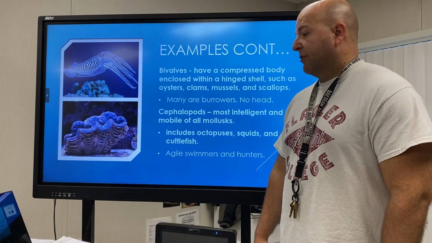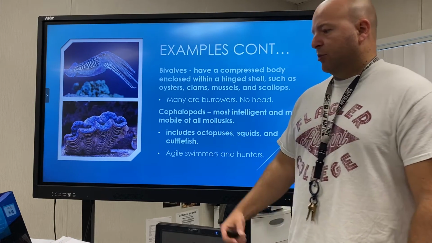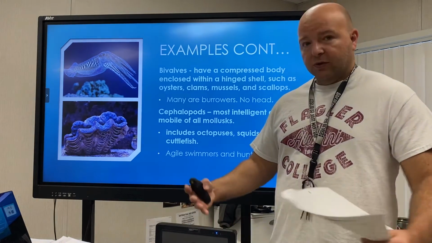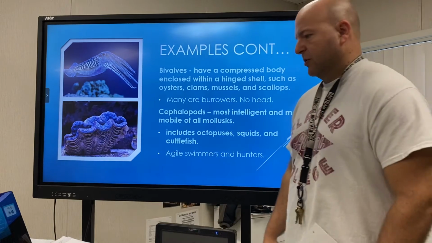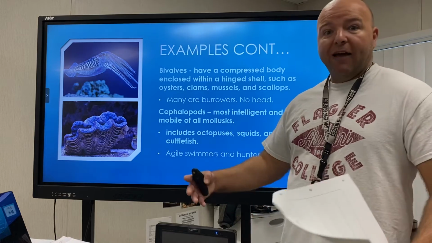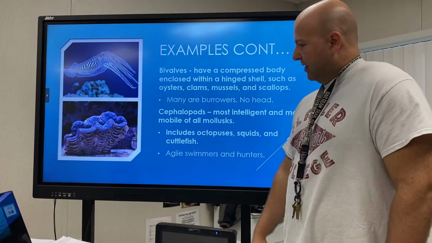And then we have our bivalves, which have a compressed body that's enclosed within a hinged shell. So this is going to be our oysters, clams, mussels, scallops. Most of these are burrowers. They do not have a head. Kind of interesting to think about, an animal with no head.